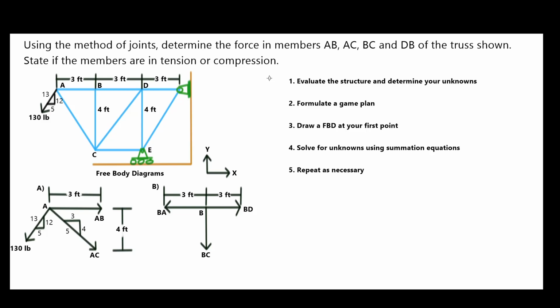So the way I do it is I initially just evaluate the structure and determine what my overall unknowns are. You can see here we have this large truss system, and we have a support here and a support here. And if we take a look at what this problem asks for, it says determine the force in members AB, AC, BC, and DB.